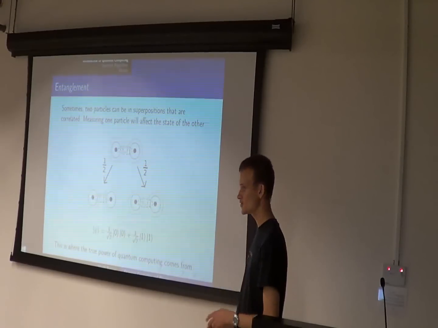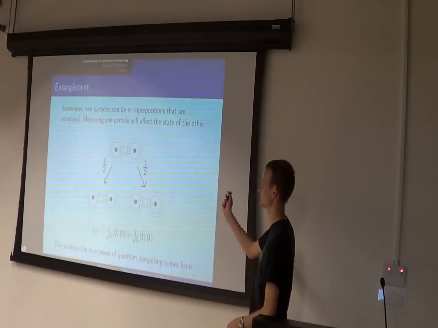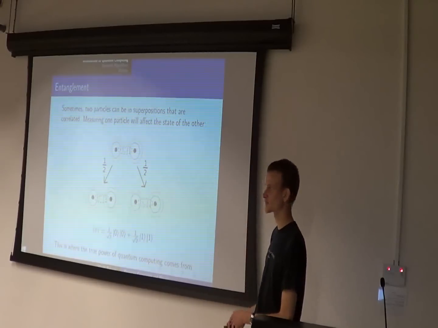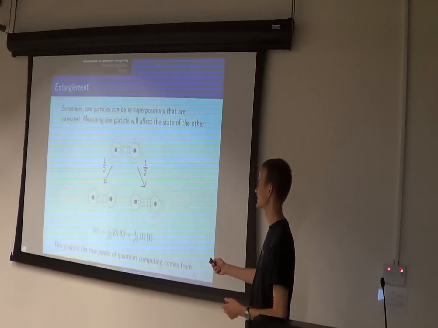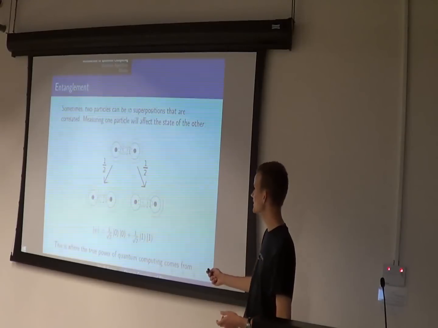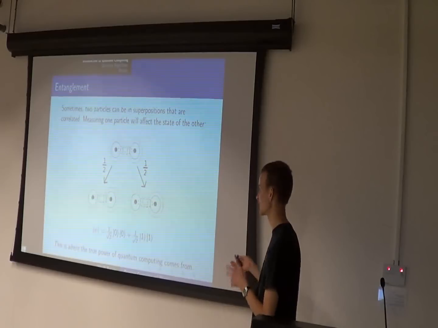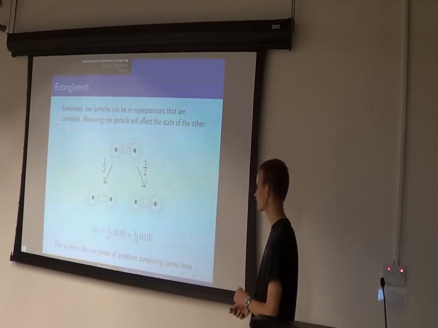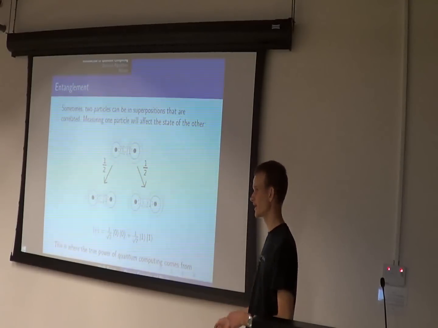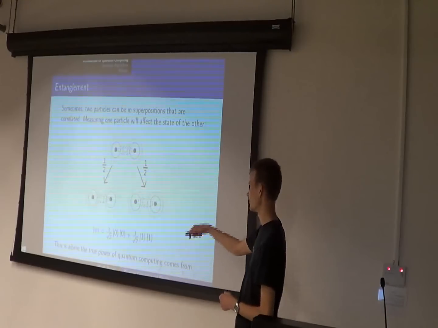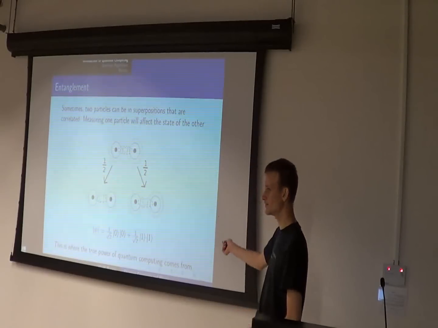Now, the interesting part of quantum physics is this idea of quantum entanglement. Sometimes you could have particles that are in superpositions that are correlated. What does that mean? It means that essentially, if you measure one particle, you're affecting the other. Here, for example, this is called the Bell state. You have one half being in the state of 0, 0, and one half being in the state of 1, 1.